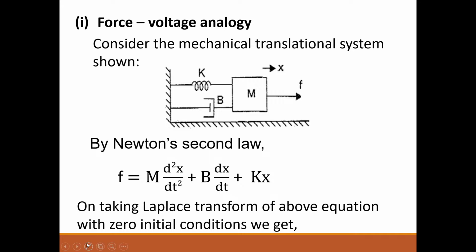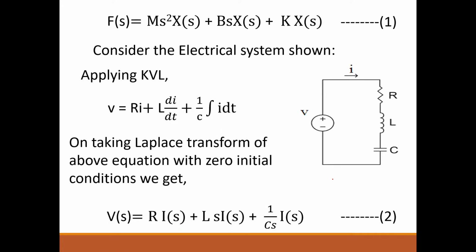I will show it in the next slide. So F of s equals m s square X of s plus b s X of s plus k X of s. Consider it as equation 1. We have taken a mechanical translational system, written the force balance equation applying Newton's second law, and determined its Laplace transform. Now consider an electrical system.